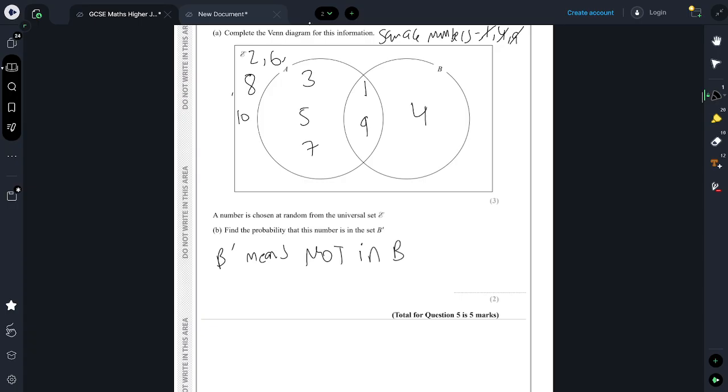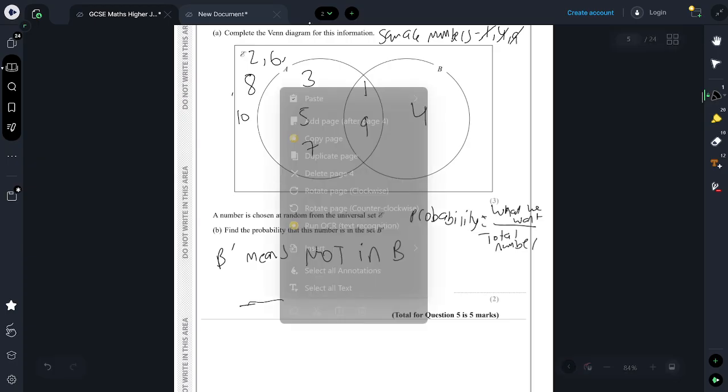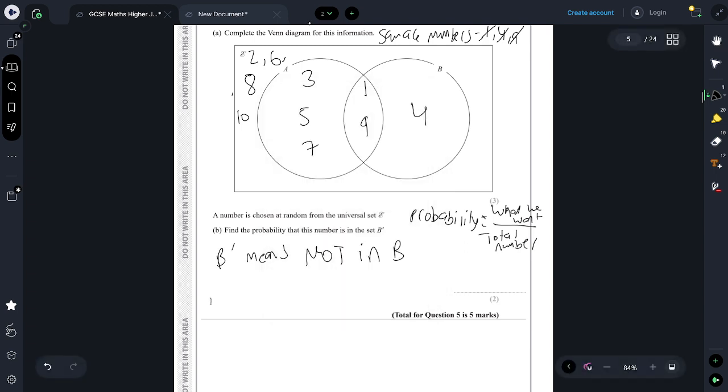Okay, well, probability means, in very general, very simple terms, what we want over the total number. So, numbers not in set B. A number is chosen from the universal set, so the total numbers to choose from is 10, right? Because there are 10 numbers to choose from, so it's going to be out of 10.